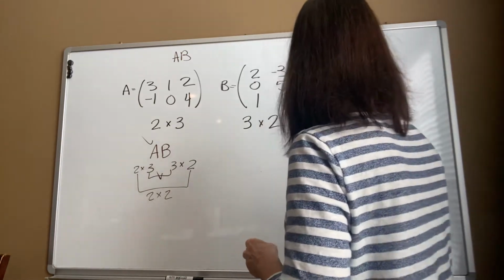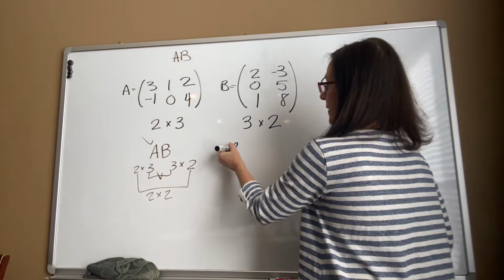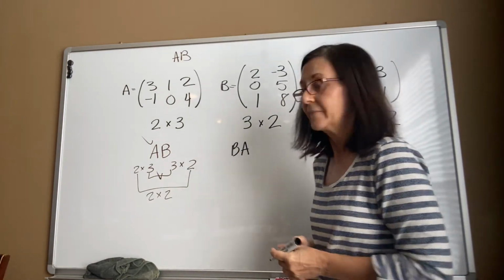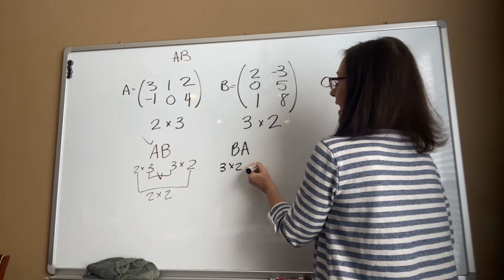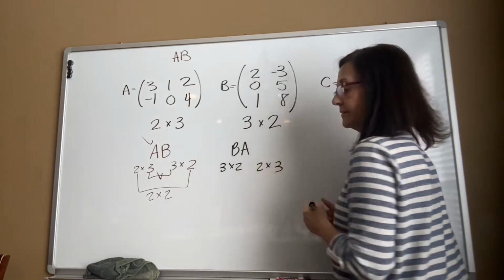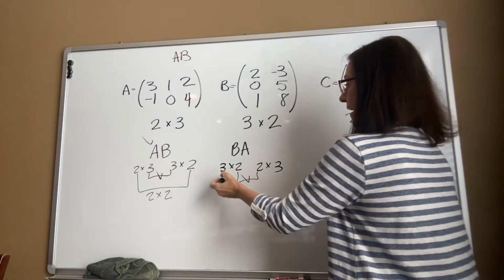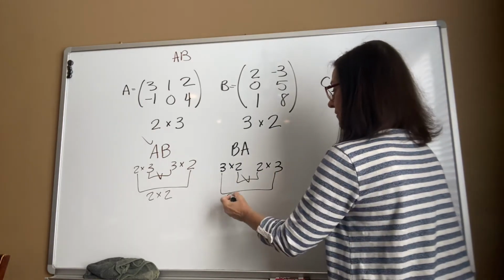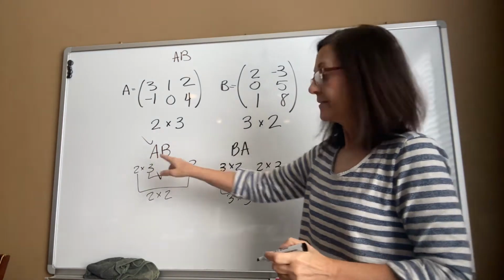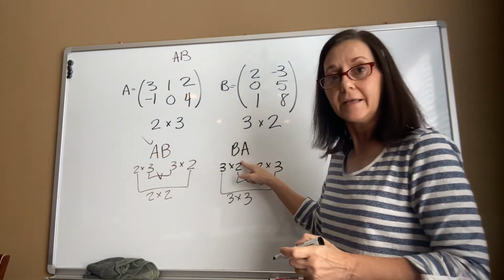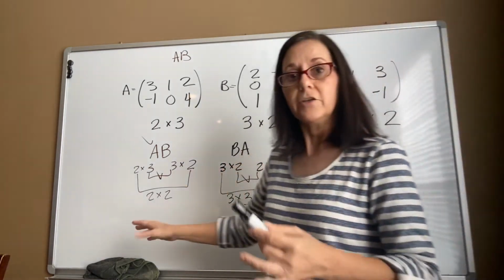All right, so let's look at these a few other ways. Can I multiply B times A? All right, so B is a 3 by 2, and A is a 2 by 3. Look here. Yes, we can. Those equal, but the resultant matrix will be a 3 by 3. It's different multiplying A times B then multiplying B times A. All right? All right, so hopefully you see that.